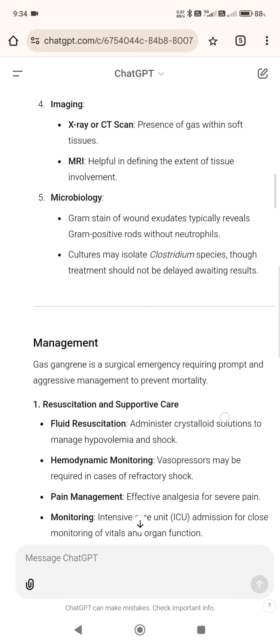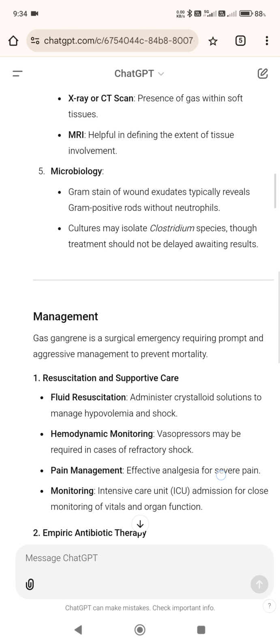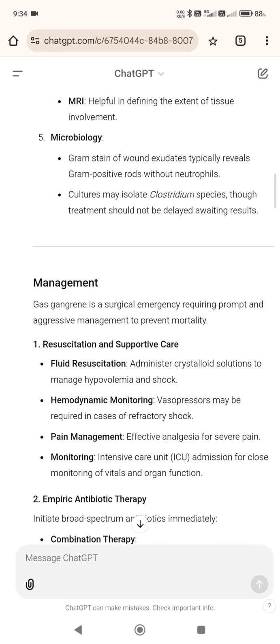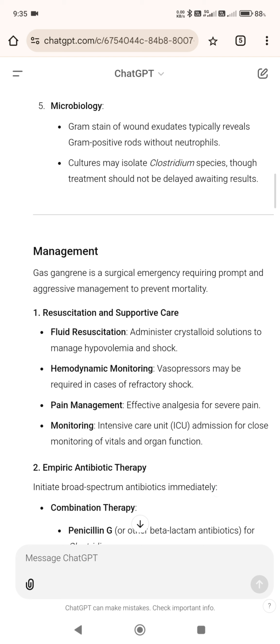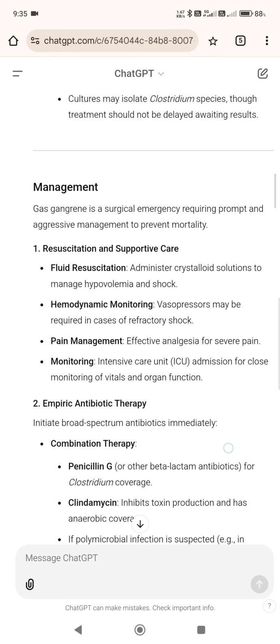4. Imaging: X-ray or CT scan, presence of gas within soft tissues. MRI, helpful in defining the extent of tissue involvement. 5. Microbiology: Gram stain of wound exudates typically reveals gram-positive rods without neutrophils. Cultures may isolate Clostridium species, though treatment should not be delayed awaiting results.